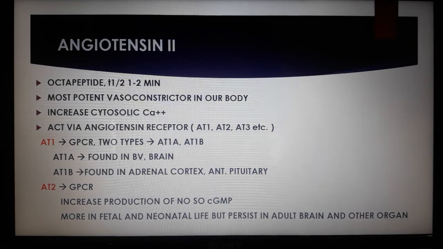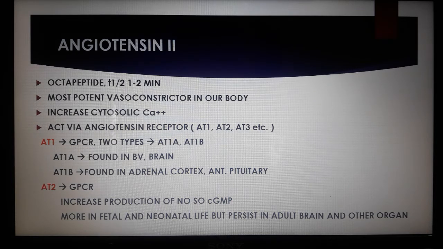Angiotensin 2 is an octapeptide. T-half is 1 to 2 minutes. It is the most potent vasoconstrictor in our body. It is the most potent, MCQ comes. It increases cytosolic calcium. It acts via angiotensin receptors like AT1, AT2, AT3, etc. AT1 is a G protein coupled receptor. We know this G protein coupled receptor has a 7 helical structure. It is found in the blood vessel and brain.